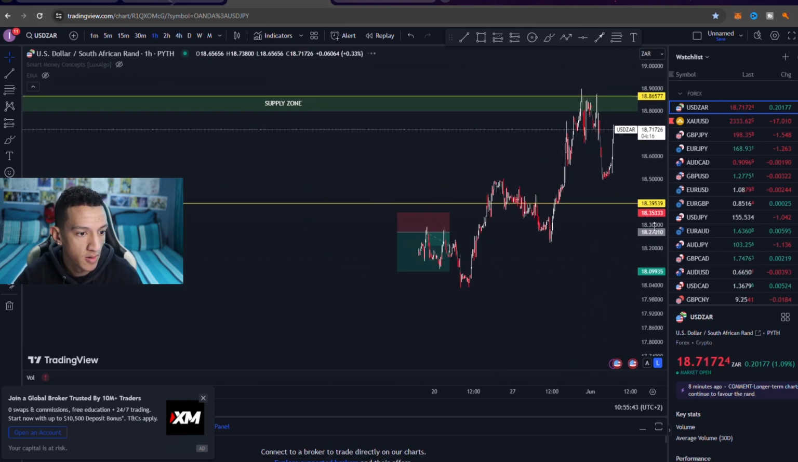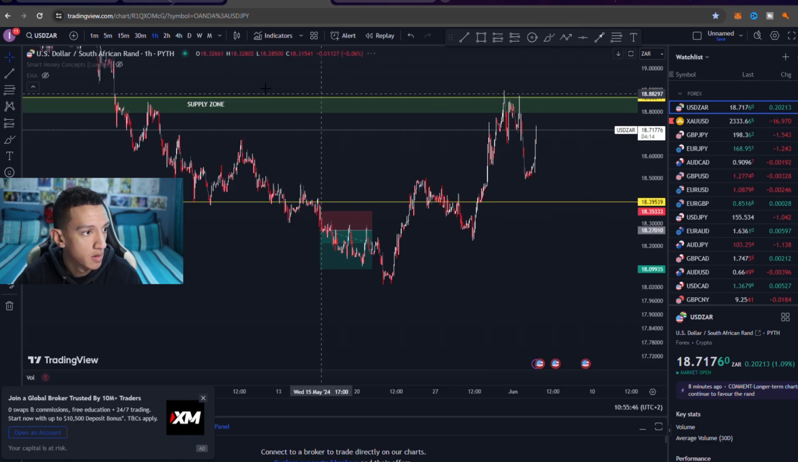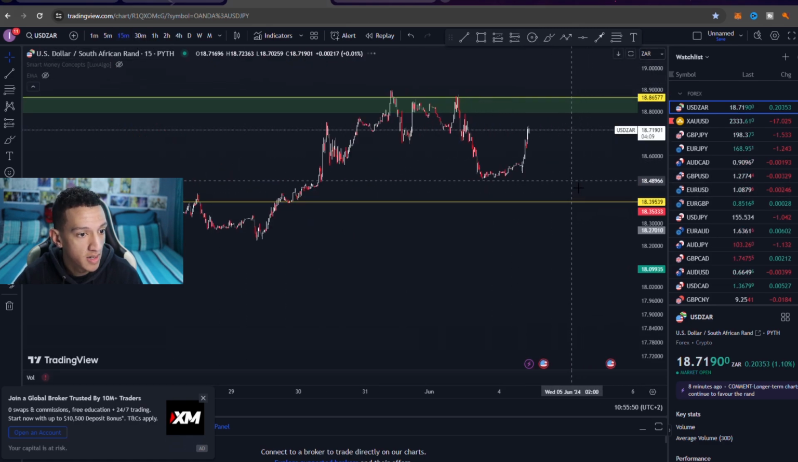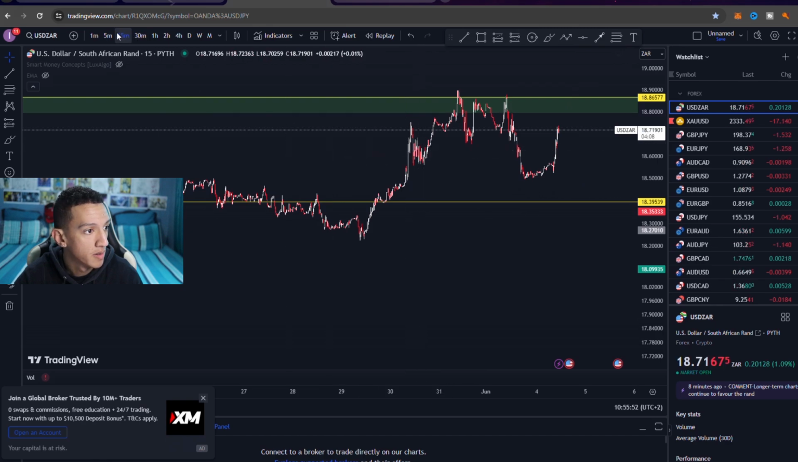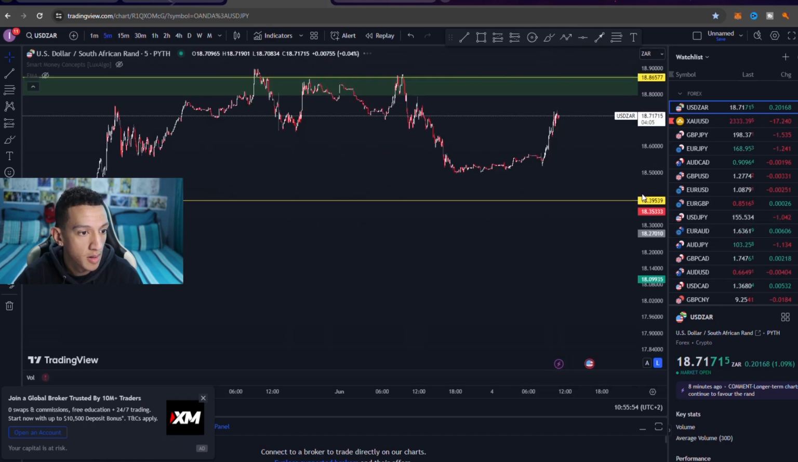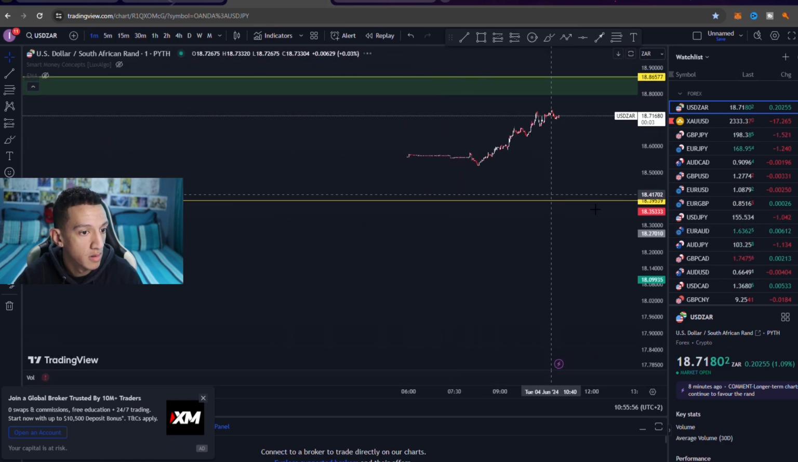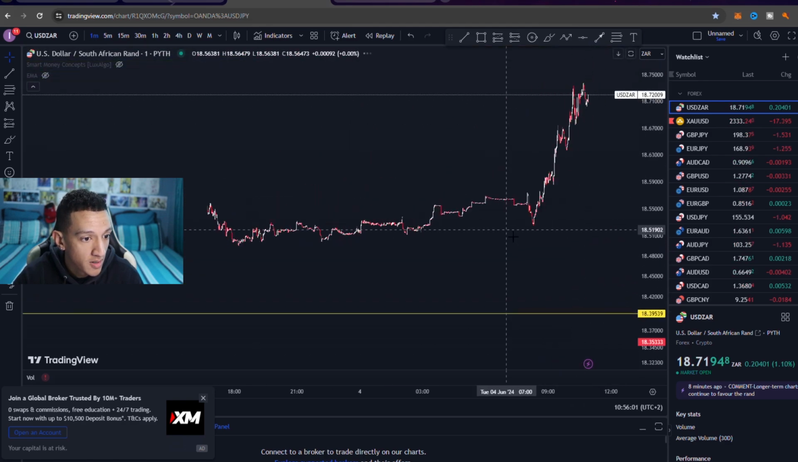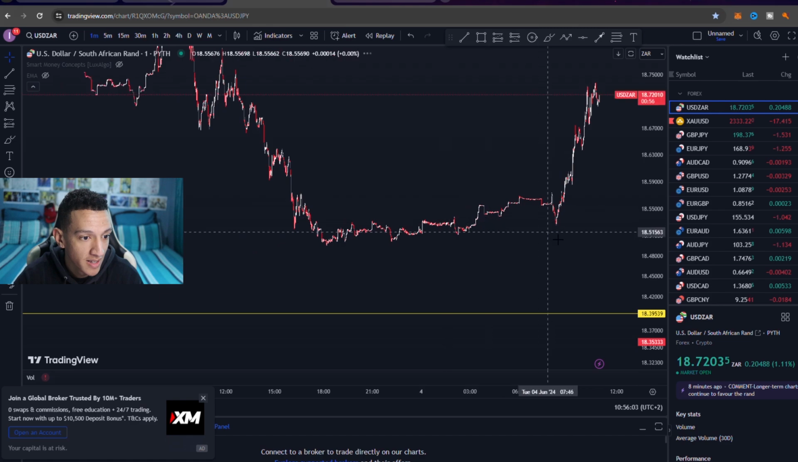Still on an uptrend in the 1 hour, as we can see right there. 15 minutes is still giving me uptrend vibes. 5 minutes still uptrend, and 1 minute still an uptrend. So for the time being, all the indicators show the volatility on this is not a lot.